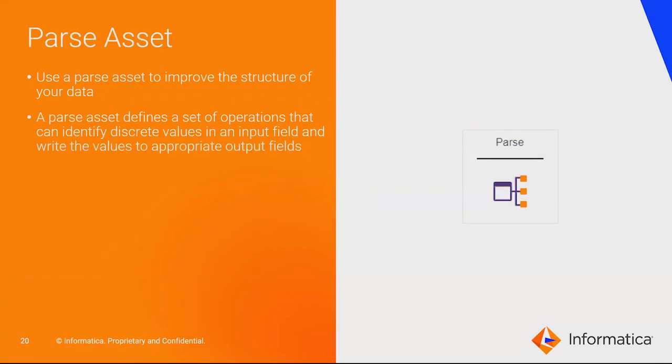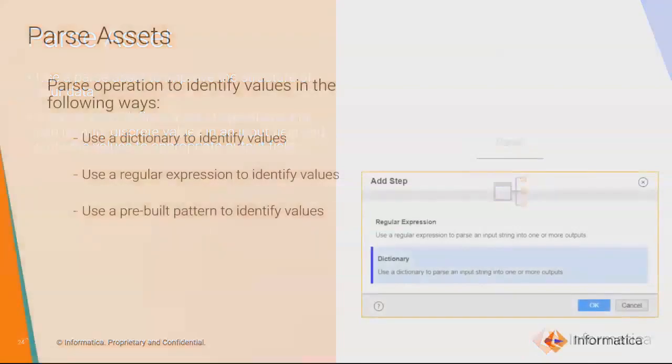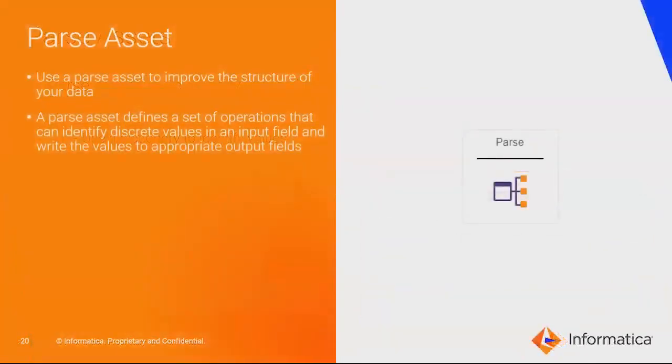We have the parse asset, again a data quality asset. Using a parse asset improves the structure of the data, and you can define a set of operations that can identify the discrete values and write the appropriate output field, right? So for different data sets, if you want different parsing and to look at a specific field, then these data quality assets come in handy.